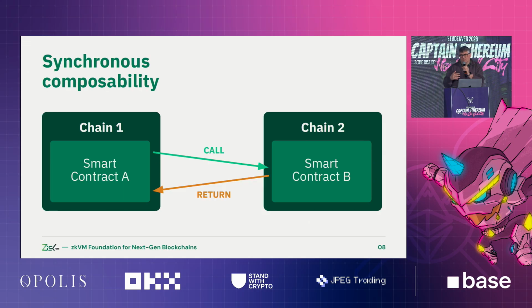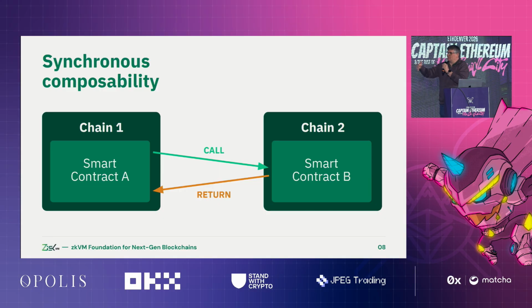Let me explain a specific detail: how this model can be applied to get what we call synchronous composability between rollups, or even between rollups and L1. So what is synchronous composability? The idea is that if you are executing something in a smart contract, maybe on mainnet or on one rollup, you can call another smart contract that's on another chain. This call may return, and you do all of this atomically in a single transaction.